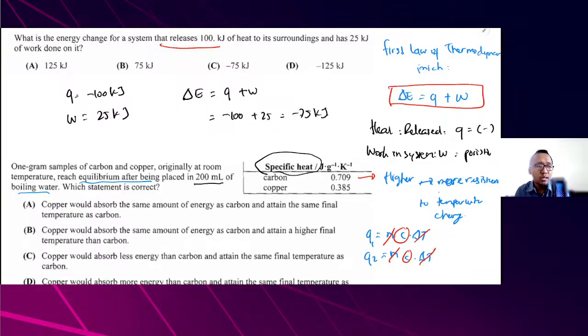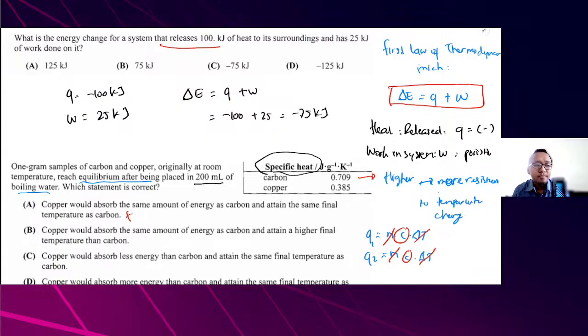So which statement is correct? With the same m and ΔT, the higher c, carbon, absorbs more heat. The lower c, copper, absorbs less heat. Now let's take a look at the options. Option A says copper will absorb the same amount. No, not the same amount.